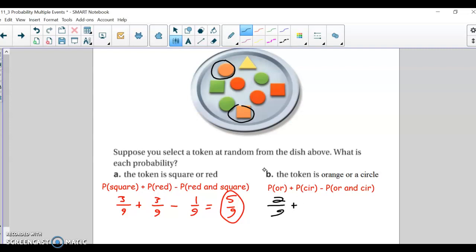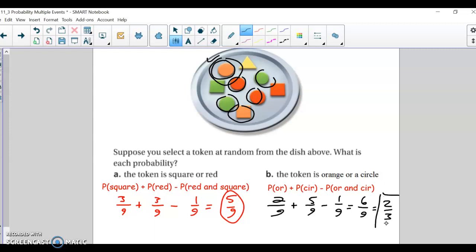Plus the circles, which are 1, 2, 3, 4, and 5. That's 5 out of 9. But then this orange circle right here got counted twice, so we have to subtract it off. There's one that got counted twice, so subtract that, and we get a chance of 6 out of 9, or 2/3 chance that it is an orange one or a circle one if we randomly ate one of the colored shapes off this plate. Don't ask why you're eating colored shapes. Nobody knows, but that's what this question's about.